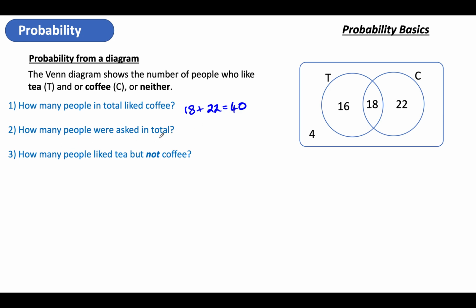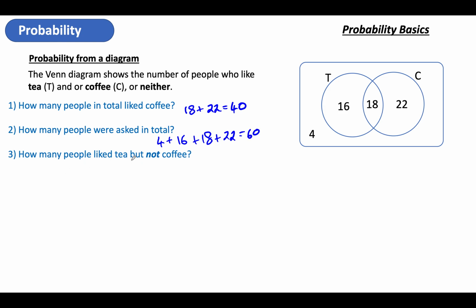How many people were asked in total? Right, you need to add up all of these things. The people that didn't like either, the people that just like tea, the people that like both, and the people that liked coffee. And I'm going to get my calculator out just to make sure I've got this right. 22 plus 18 plus 16 plus 4 is 60. There were 60 people asked in total.